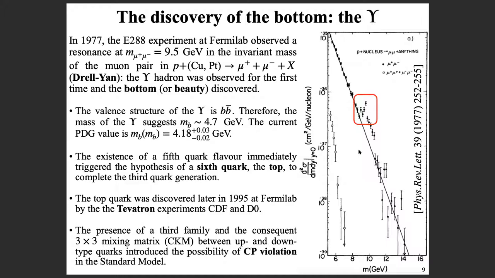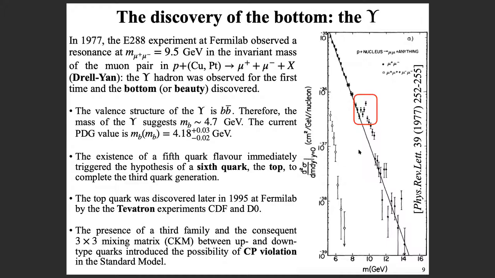And that also coincided with the discovery of the bottom quark. The upsilon hadron has b bbar as a valence structure. So the value of the resonance around 10 GeV suggests that the mass of the bottom is around 4.7 GeV. And actually the current value of the bottom mass today is around 4.2 GeV. So it's very close to that.